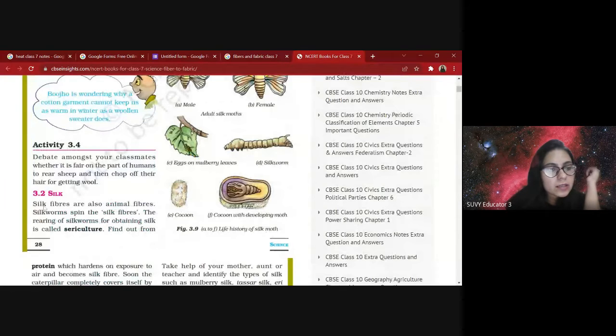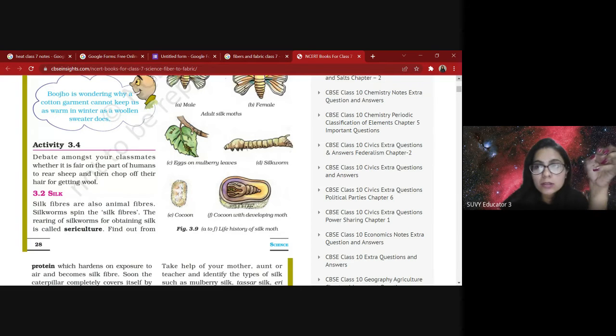Now silk. Silk fibers are also animal fibers. Silkworms spin the silk fiber. Obtaining silk by rearing silkworms is called sericulture. Sericulture is a very important term. Sericulture is the rearing of silkworms for obtaining silk. If you want to obtain silk, you have to rear the silkworms. I have told you about the larva and the moth from which silk is obtained, and this whole process is known as sericulture.